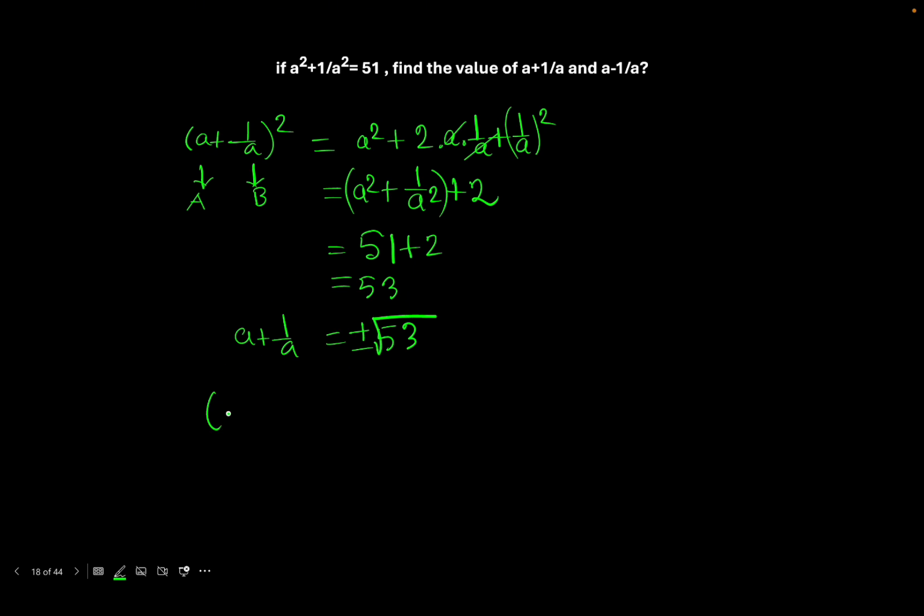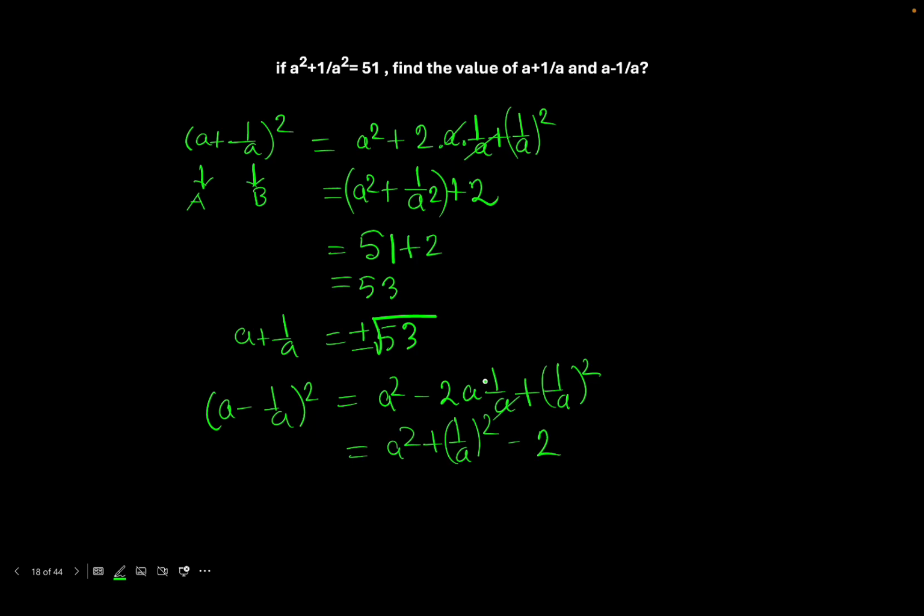And same as if we want to find the a minus 1 by a, so we'll write square is equal to a square minus 2 into a into b plus b square. So a square plus 1 by a square minus 2, it will be cancelled out, and this is 51 minus 2 is equal to 49. So a minus 1 by a is equal to plus minus 7. So these two are our answer.